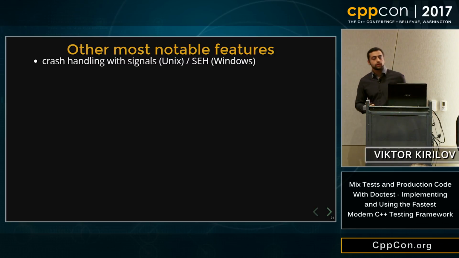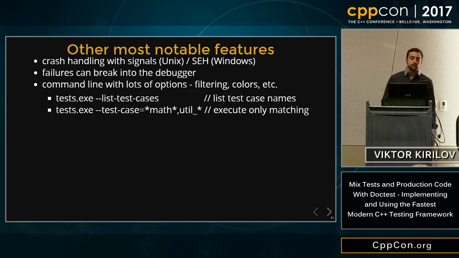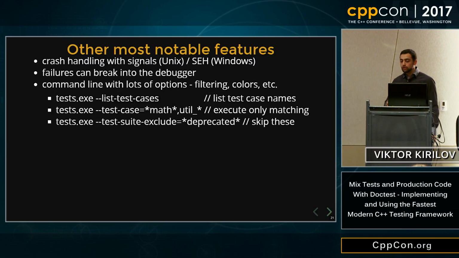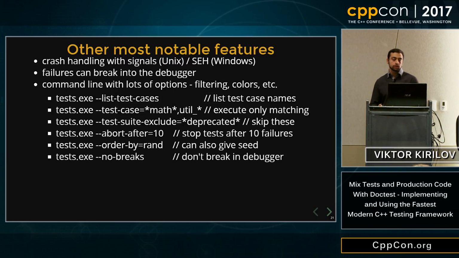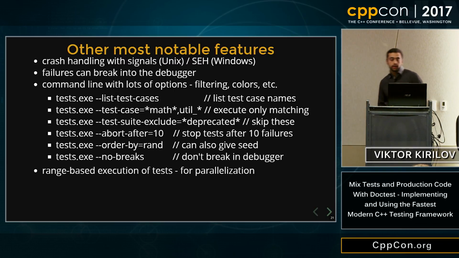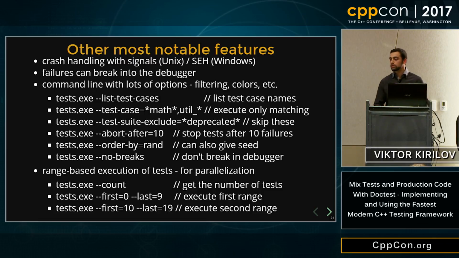So other notable features are crash handling with signals under Unix and structured exception handling under Windows. Failures can also break into the debugger, and there's a rich command line with lots of options. For example, we can list all test cases, we can filter them by name using wildcards, we can filter them by excluding them with wildcards, we can tell the framework to abort after 10 failures, how tests should be ordered, that it shouldn't break into the debugger, and we can even ask the binary how many tests there are, and then we can do range-based execution using the executable.